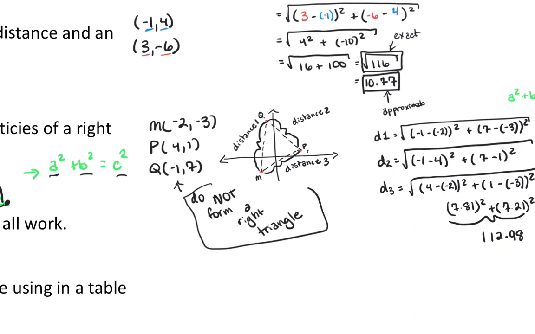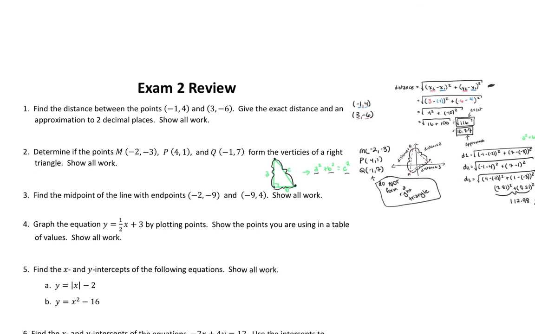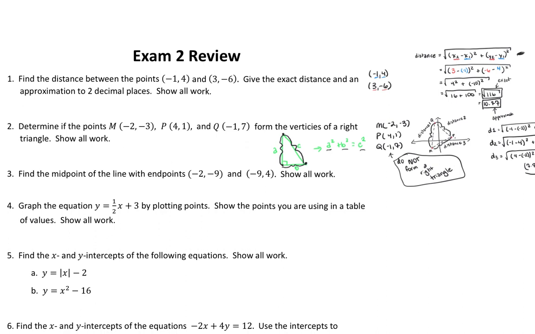And that is our answer. Alrighty. So for number 3, it says, find the midpoint of a line with the endpoints (-2, -9) and (-9, 4). Show all your work.